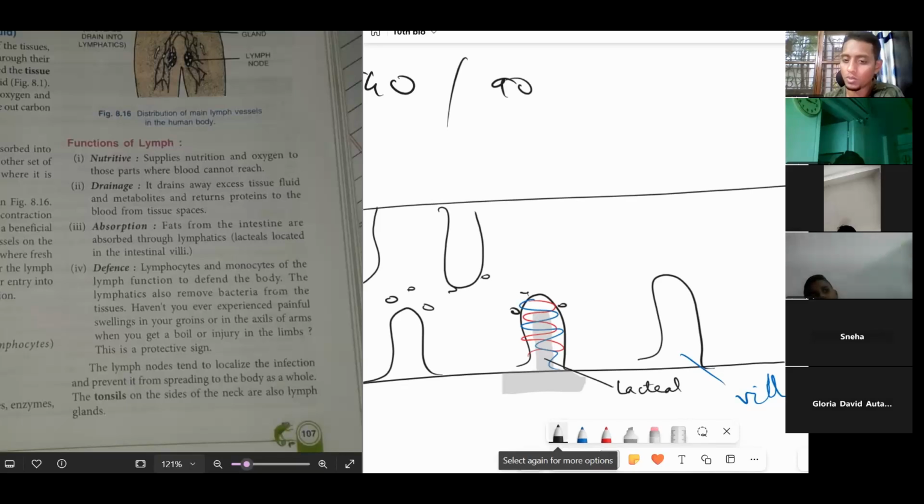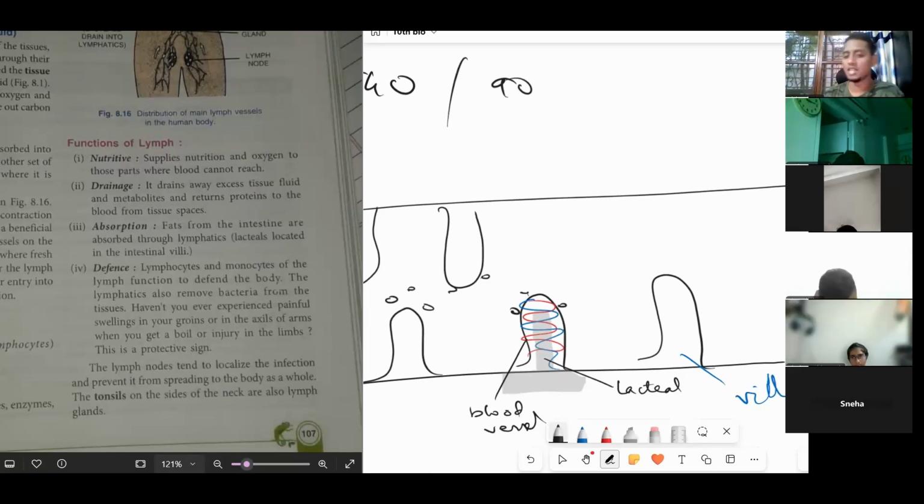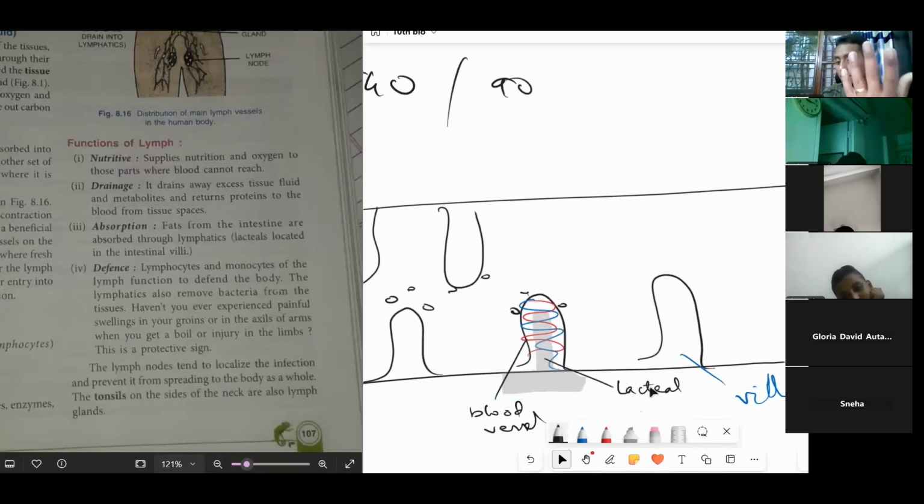Okay. So what do the blood vessels absorb? There's two things inside the villi. There's blood vessels and there is lacteal. The blood vessels absorb everything other than fats, but the lacteal absorbs the fats. Okay. And lacteal is part of which system? The lymphatic system. Blood vessels are part of the circulatory system. See, we have two systems that circulate in our body. One is the blood and one is the lymph. So blood is in the blood vessels and lymph is in the lymphatic vessel, of which lacteal is a part.